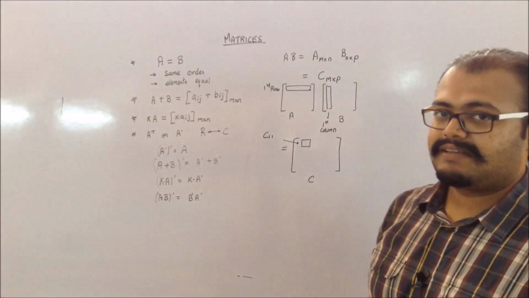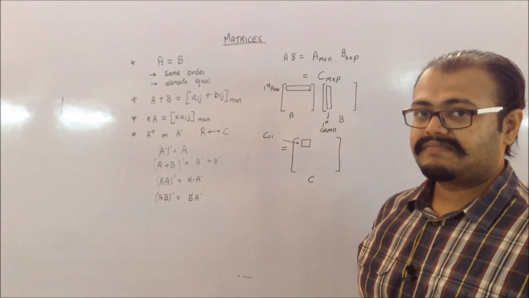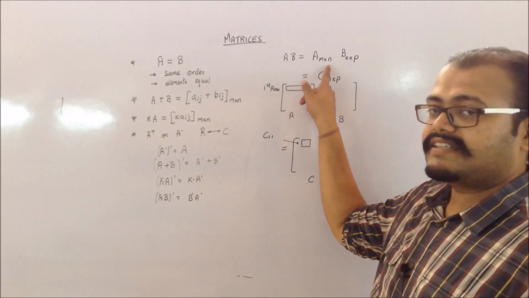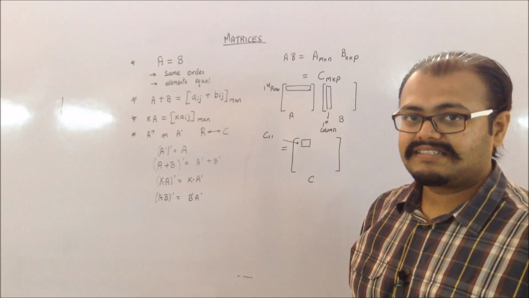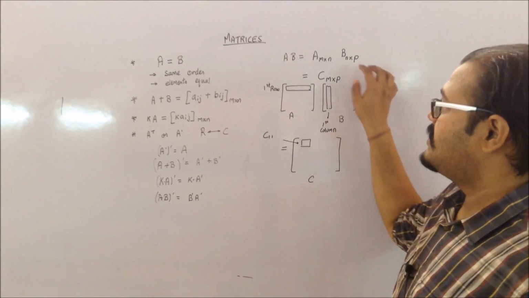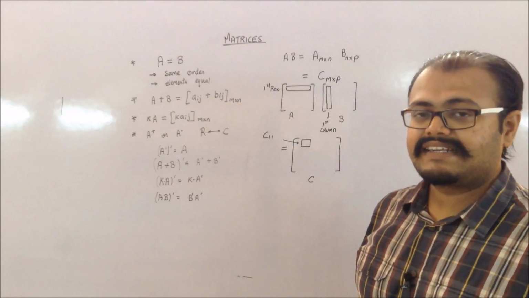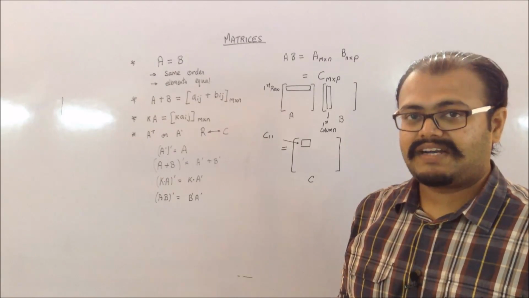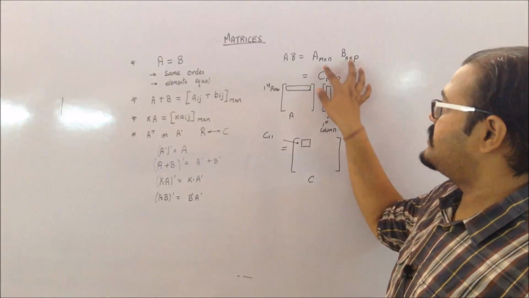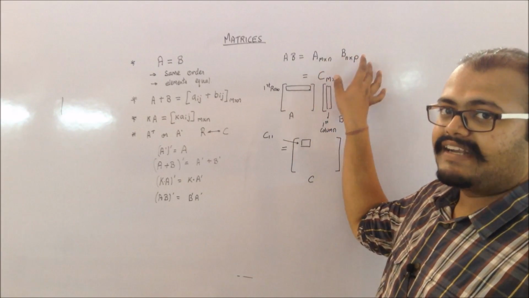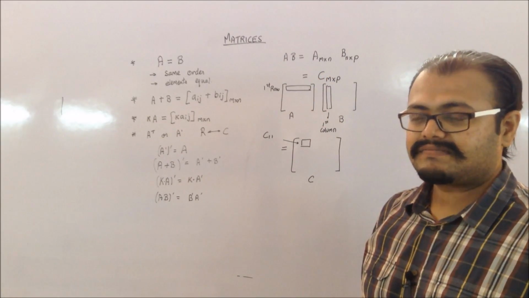Now let us see how to multiply. Whenever you are multiplying two matrices, like in this case I am multiplying A into B, where A is M cross N and B is N cross P. The first important thing to take into consideration is that the number of columns in A should be equal to the number of rows in B. That is a very important condition which you have to satisfy, and the resultant matrix will be a combination of the rows in A and the columns in B. So you will get a matrix of order M cross P.